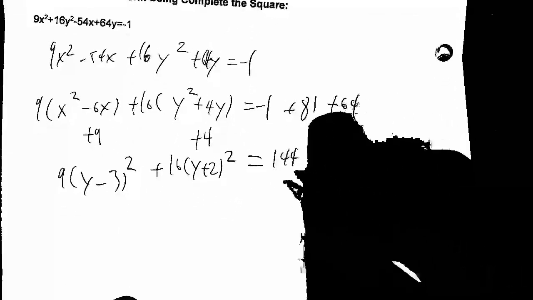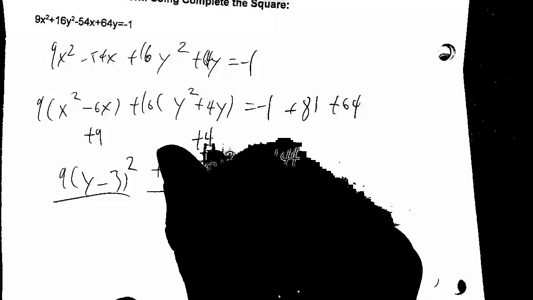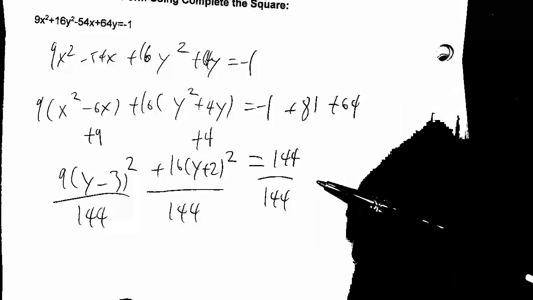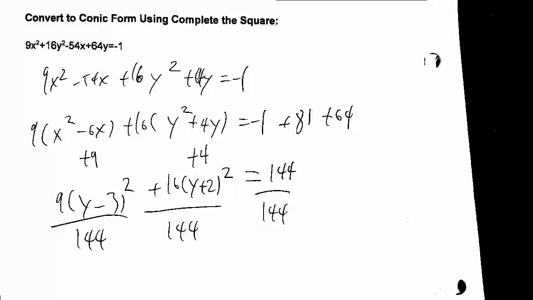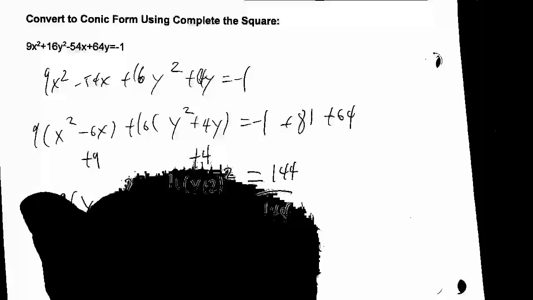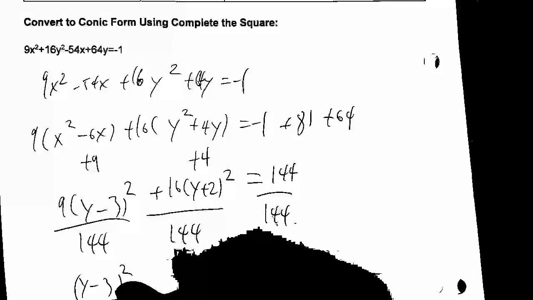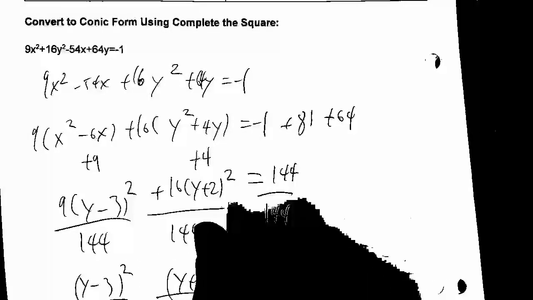And then on both sides, we divide everything by 144. So x minus 3 squared over 16, and y plus 2 squared over 9, because we're going to divide top and bottom by 9, and 144 divided by 16 is 9.